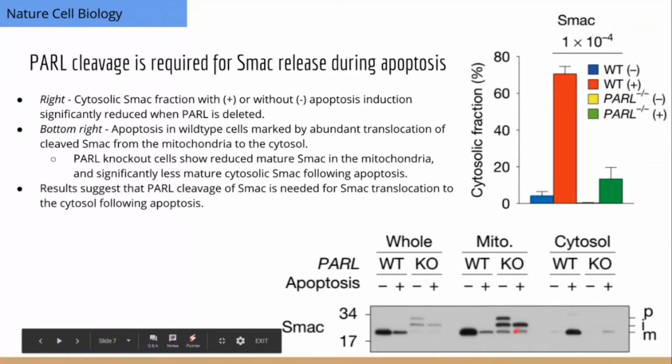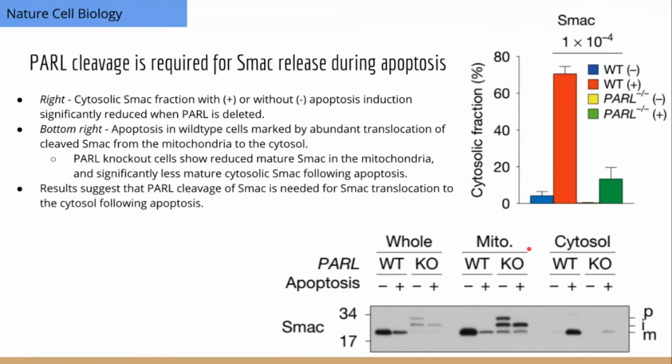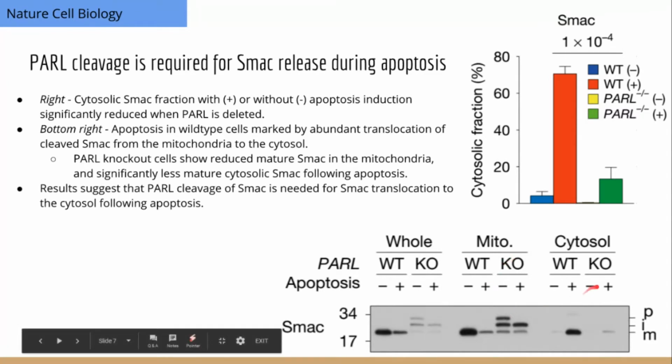We would expect Smac to be released during apoptosis induction right here. But we see it's essentially the same amount. In the cytosol, we see why, and that's because there's almost no Smac in the cytosol when apoptosis is induced. So in these knockout cells, apoptosis induction is not causing the release of Smac. So these results suggest collectively that PARL cleavage of Smac is needed for Smac's translocation to the cytosol following apoptotic induction.